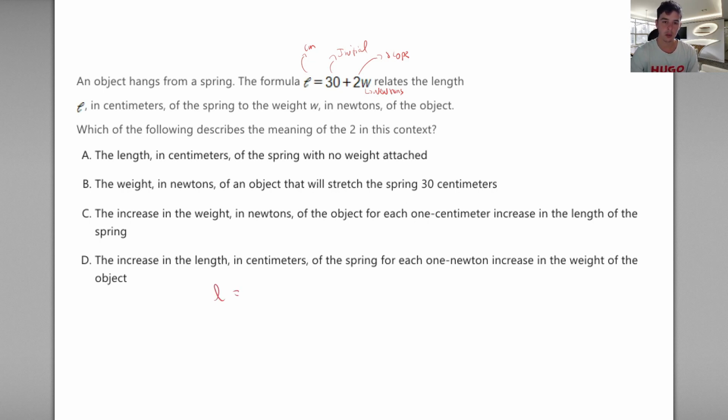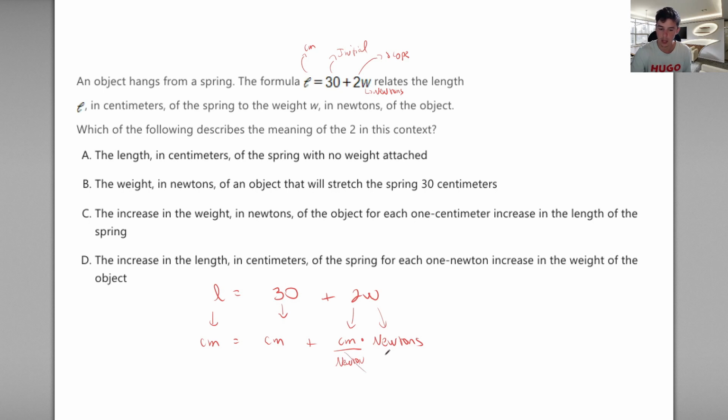Since we know that L equals 30 plus 2W, we know that 30 is the initial value. L is in centimeters, so the initial value also has to be in centimeters, because that's just when W is 0. Plus, we know that W is in newtons. So 2 has to be something to cancel out the newtons, a rate of change, because it's the slope. So we got centimeters on the top divided by newtons. So it's 2 centimeters per 1 newton.